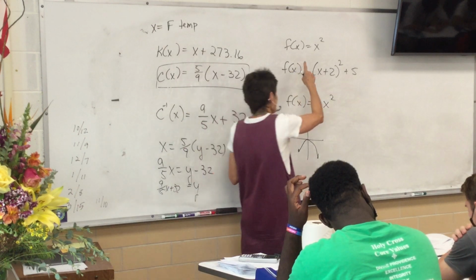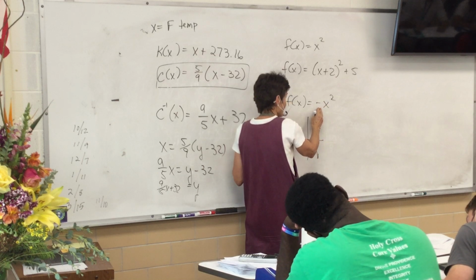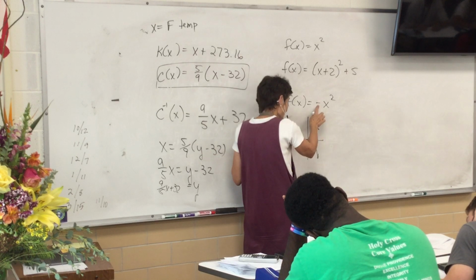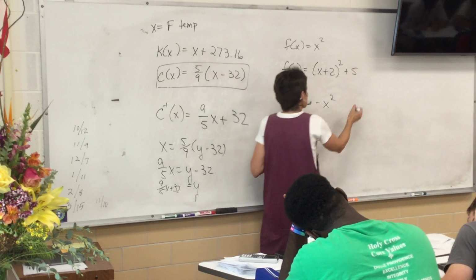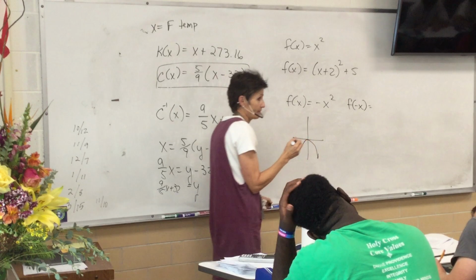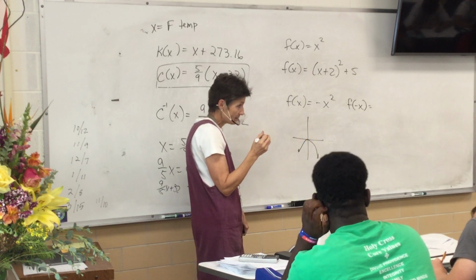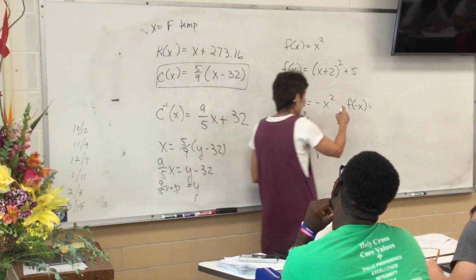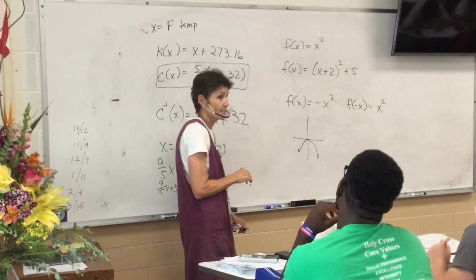Now, if the negative is on the whole function, like right here, then the reflection is across the x-axis. If your negative is on the x, just the x, then the reflection is across the y-axis. Now, what happens with this particular curve if we put a negative on the x?